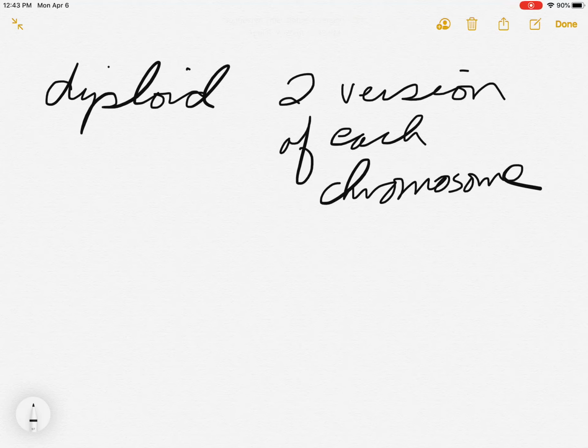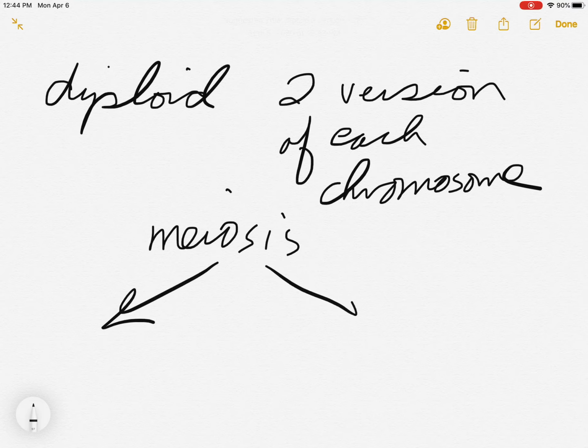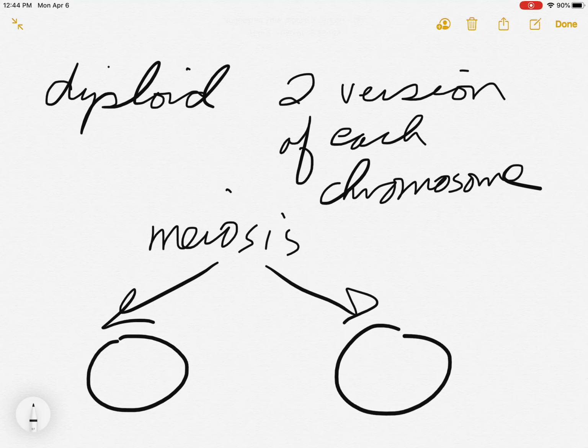Well, during meiosis, that means that those 2 versions are split apart. And so in one gamete, you produce one version here, and the other gamete gets the other version. Now you can see that those versions are exactly what Mendel was thinking about. Those versions were the dominant or recessive forms of the factors that were inside of you, that were being passed on through the gametes.